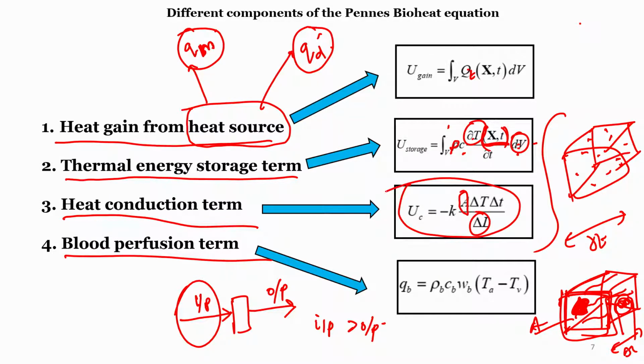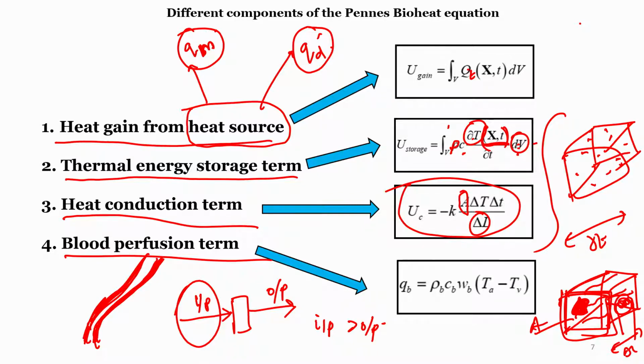Okay. Next is the blood perfusion term, which is a very interesting aspect. What that means is that we have blood vessels carrying blood, right? And this blood vessel is also a tissue, and it has a particular specific heat capacity and a particular density. Okay, so that is what this is.